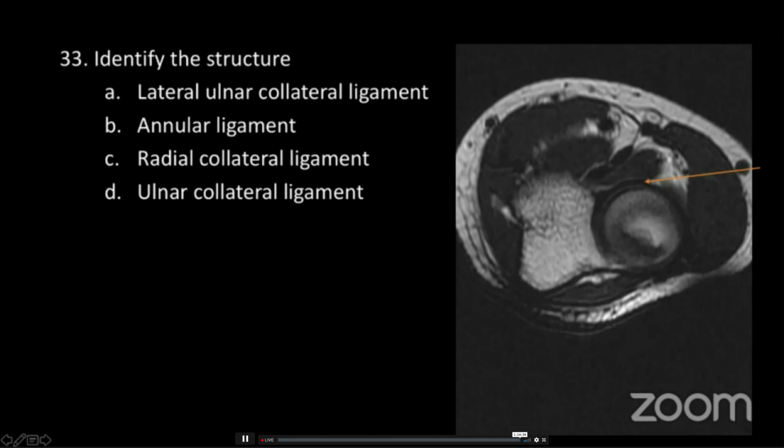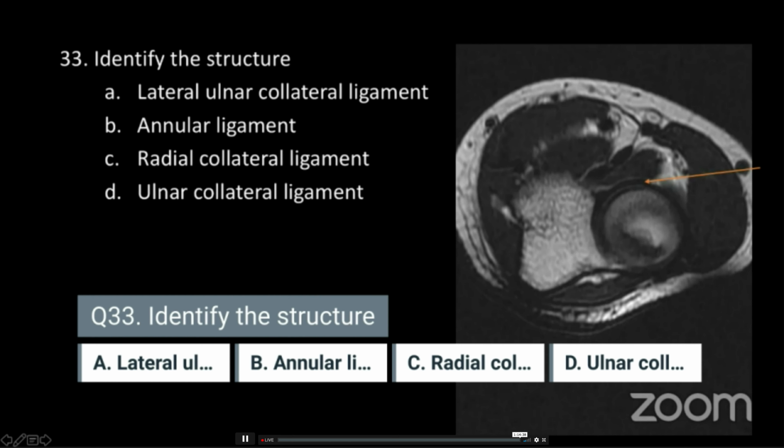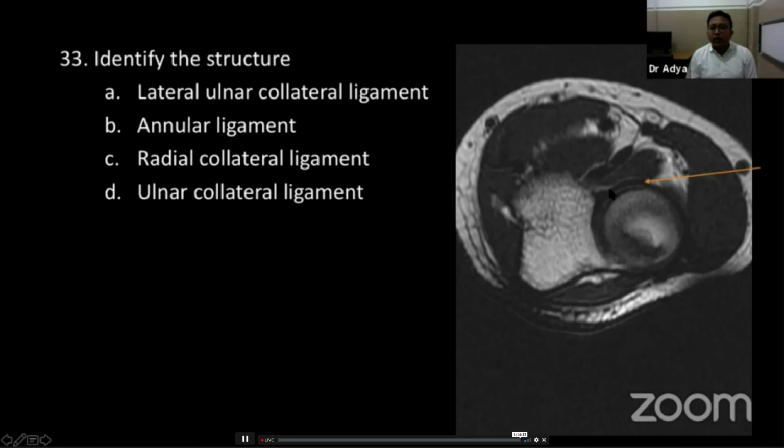I'm ending the poll, sir. So 100% of people are saying it's option B. It's the annular ligament. Correct. So this is the annular ligament.